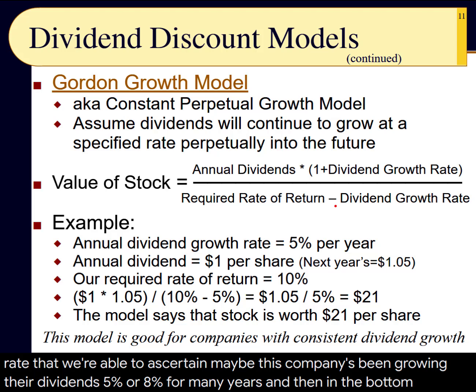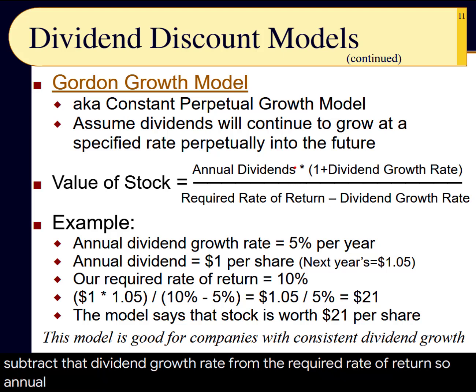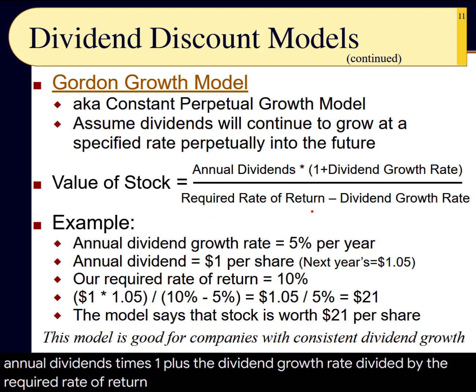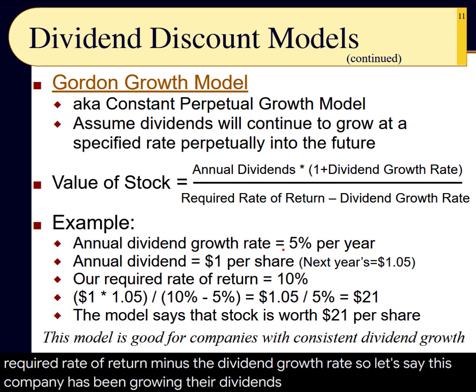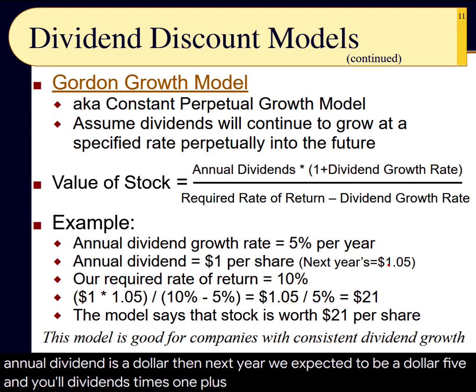And then in the bottom, we subtract that dividend growth rate from the required rate of return. So annual dividends times 1 plus the dividend growth rate, divided by the required rate of return minus the dividend growth rate. So let's say this company has been growing their dividends about 5% a year. If our annual dividend is $1, then next year we expect it to be $1.05. Annual dividends times 1 plus 5%, 1.05, or $1.05.